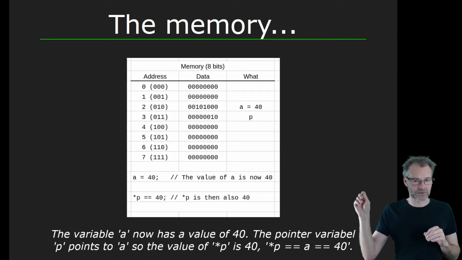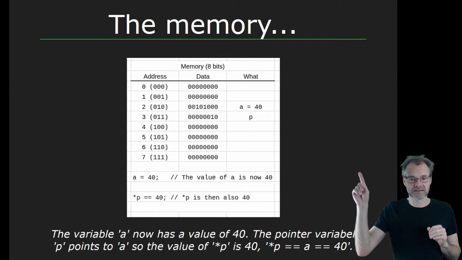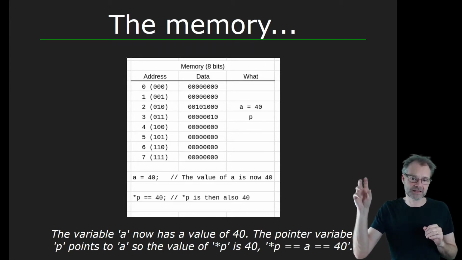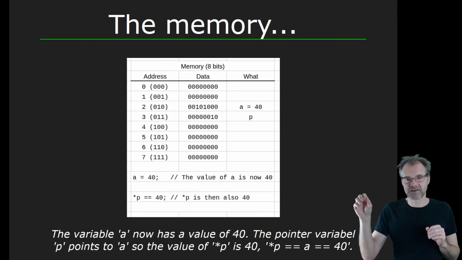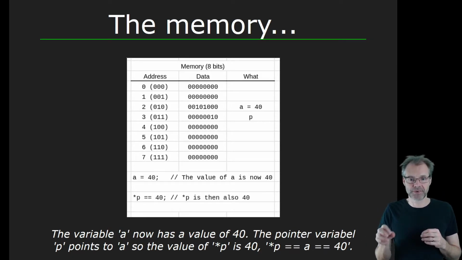So here we go, assigning 40 to the variable A. Now we can see that the data that A is referencing, the address of A up there, now contains the value 40. So now A is 40 and star P is 40, and A equals star P. They are pointing at the same part of memory, so they're reading the same value there.